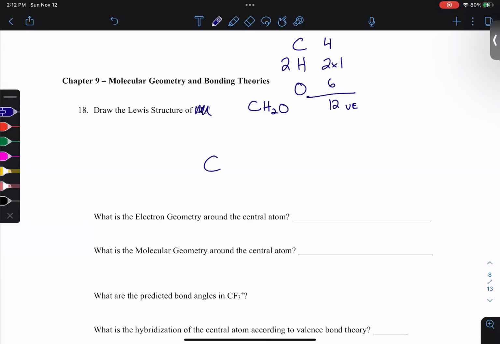There's a couple reasons. It's written first. Also, it's the most electropositive atom, because oxygen is the only other option, and carbon is more electropositive, or less electronegative, than oxygen. Can hydrogen ever be a central atom? No, because it can only ever make one bond, so hydrogen will never be a central atom. Okay, so there's carbon. We draw our skeleton structure, so we have 2 hydrogens and an oxygen there. All right, how many electrons have I drawn so far? 6. So we have 6 more to place.